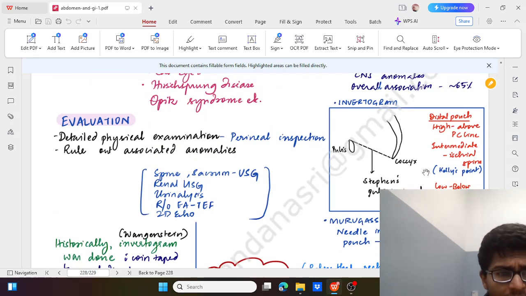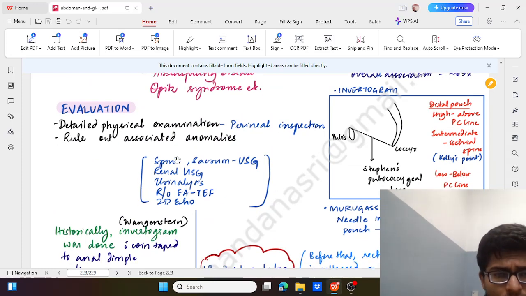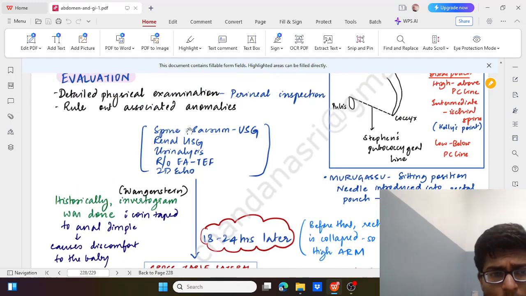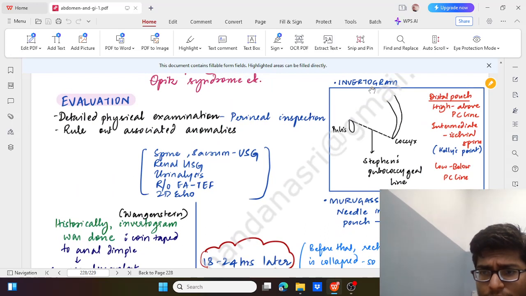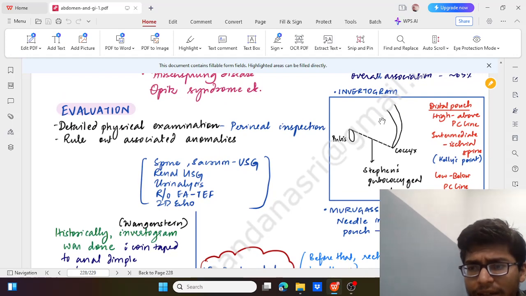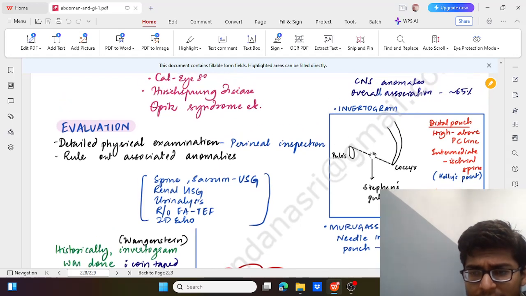Then we go for evaluation, a detailed physical examination of the perineum. Then we have to rule out associated anomalies. What we go for is spine and sacrum USG, renal ultrasound, urine analysis, and rule out tracheoesophageal fistula, 2D echo. We go for all of this. Then we go for invertogram, which will help us in detecting the level of anomaly.